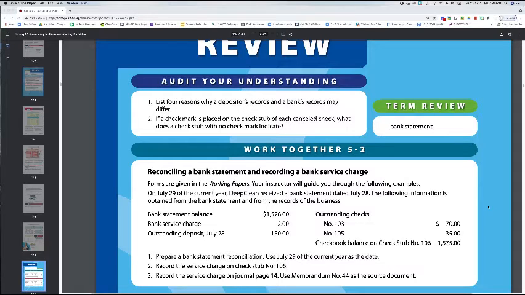Number 1. Prepare a bank statement reconciliation. Use July 29th of the current year as the date. Number 2. Record the service charge on check stub number 106. And for number 3, record the service charge on journal page 14. Use memorandum number 44 as the source document. Alright, so now that I've read over the instructions, let's jump right into the 5-2 work together.